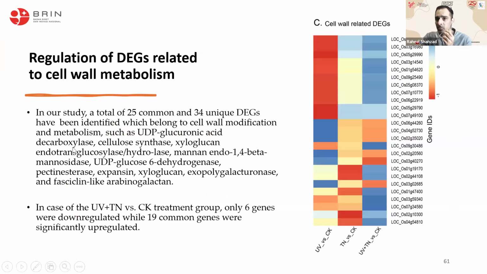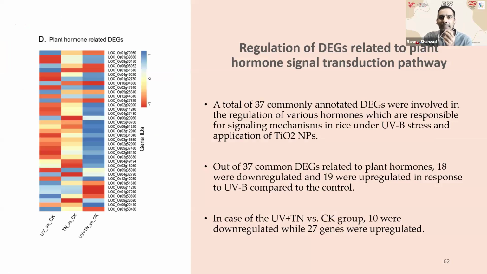And then we also have differences in our candidate genes related to cell wall metabolism. I'm not going into details; there is a lot of detail here. And then we also find differences in the hormonal signal transduction pathway, where a total of 37 commonly annotated DEGs were involved, but they show very different patterns. And so we can select some of the candidate genes from these patterns.